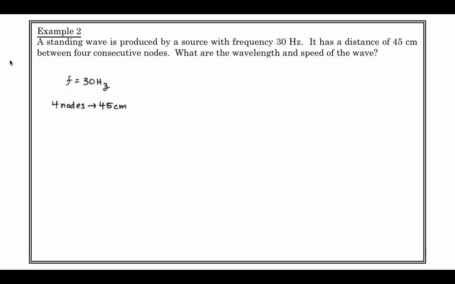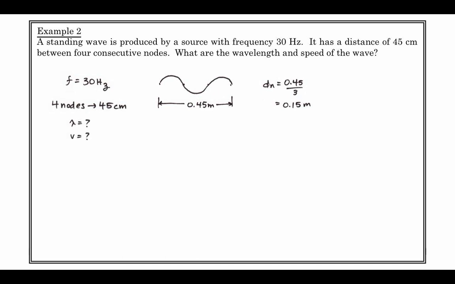So we better do a little sketch of this. And here's our 4 nodes, 1, 2, 3, 4, and I've drawn my standing wave in between here. And I notice that 4 nodes gives us how many internodal distances? Well, there's 1 here, there's 2 here, and there's 3 here. So I have this 45 centimeters, and it's divided by 3 different internodal distances. So each one of these internodal distances is 15 centimeters, so 0.15 meters.